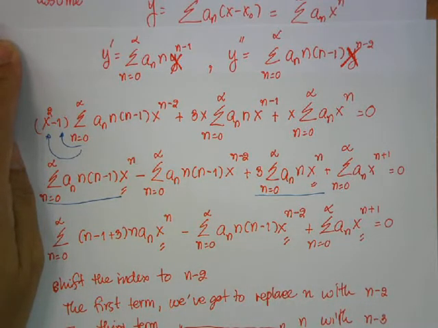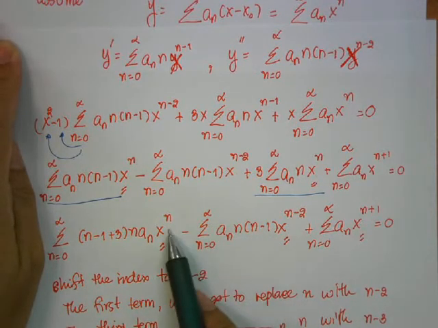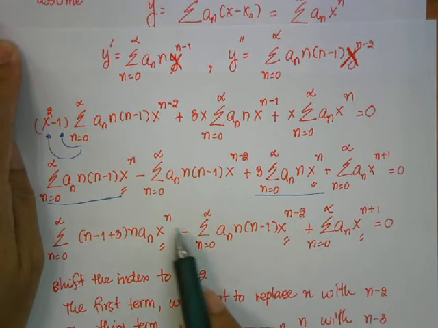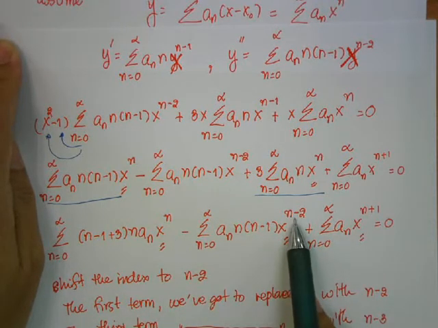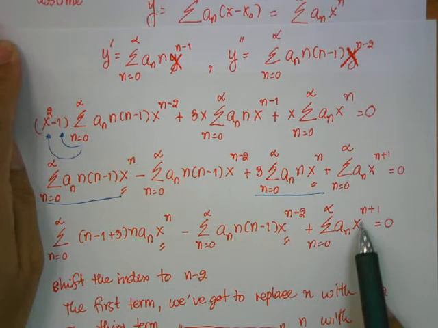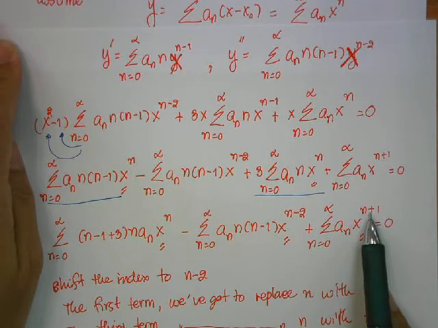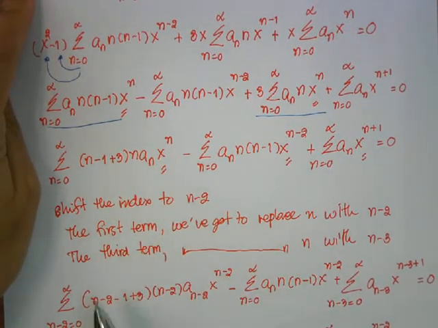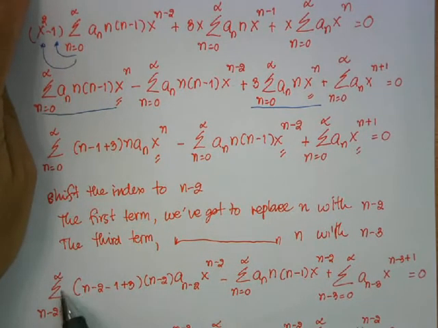So now we are going to shift. We are going to make n to be n minus 2. Okay, we are going to put every n here become n minus 2. So the first term, we've got to replace n with n minus 2, right? And the third term, you've got to replace n with n minus 3, right? Okay. The first term, we put n is equal to n minus 2. We would get n minus 2 equal to 0 down here. And this n is n minus 2, minus 3, and plus 1.